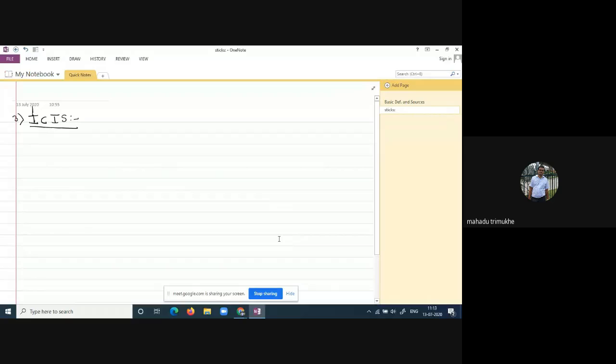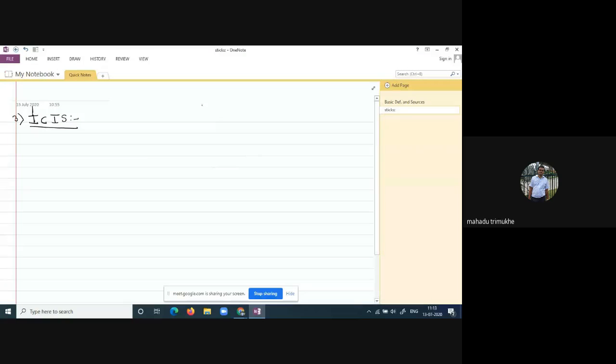Then we started the current controlled current source. Is the screen visible? Yes, sir. Okay. Then here your source is what? Your source is current. That current source depends on some current present in the electrical network. That is called a current controlled current source.